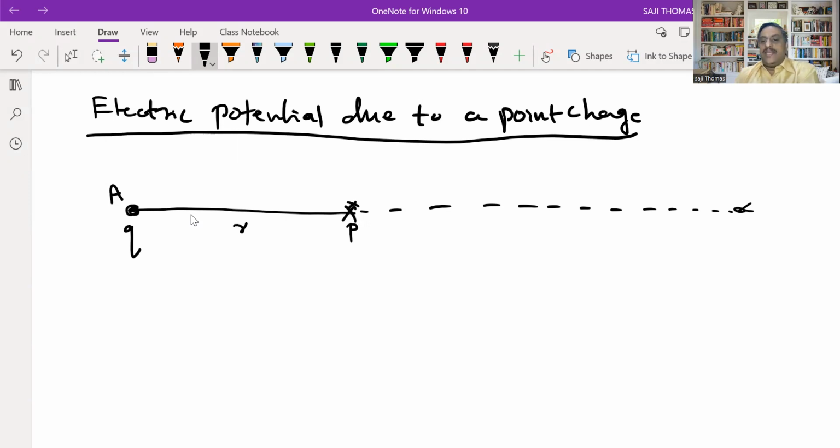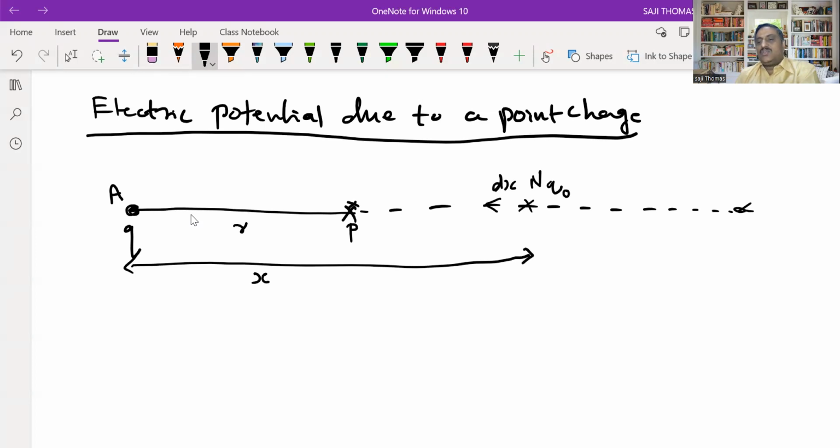So I am taking another intermediate point, say this is N. Distance from the source charge to the N is x. And I am keeping a test charge Q0 at that point N. Now, to find the potential, I am moving Q0 through a distance dx. So we can calculate the work done.